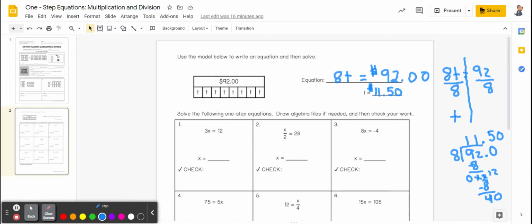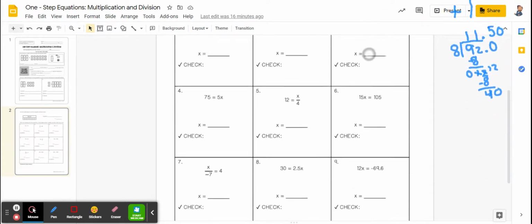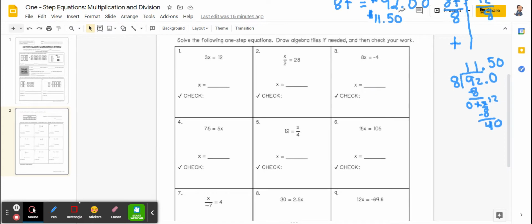All right, so you're going to work problems 1 through 9. Let's work the first one together just so you know what I'm expecting. We have 3x equals 12. We've already done this one, but we're going to do it again.